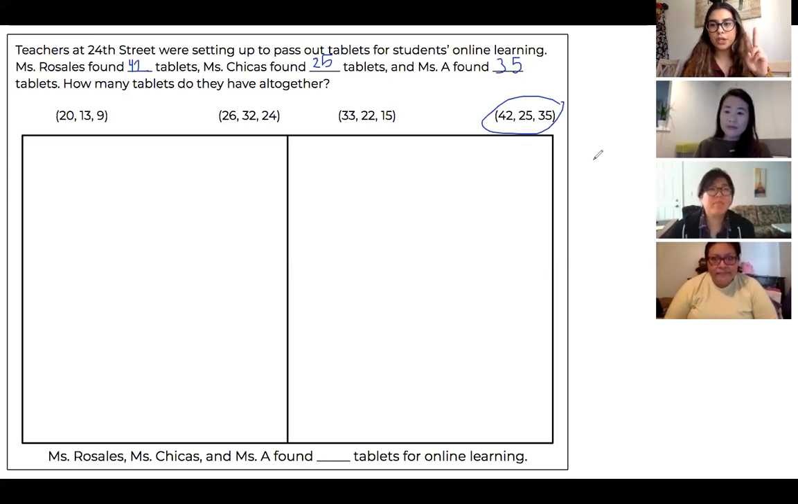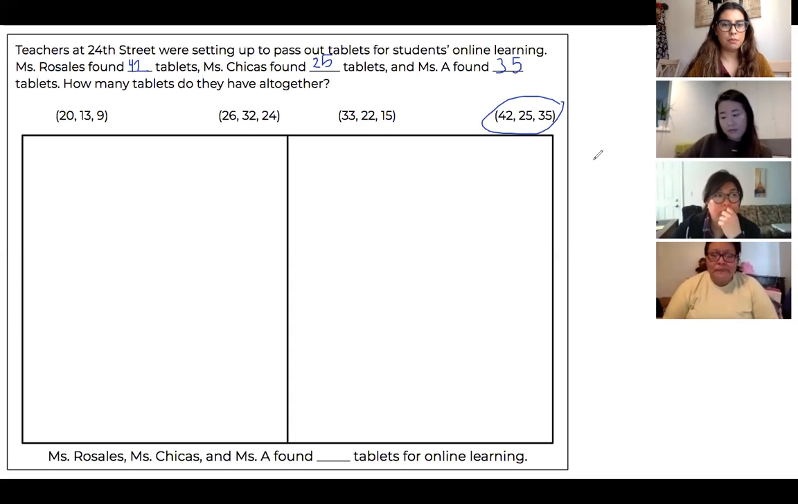Beautiful. So during our second read, we want to think about what these numbers are and what they represent. They're not just numbers, but they mean something. So Ms. Rosales, can you help us? What does the 42 mean in this story? The 42 represents the amount of tablets I found in the school. Beautiful. And Miss T, what does the 25 represent? It means how many Miss Chicas found.